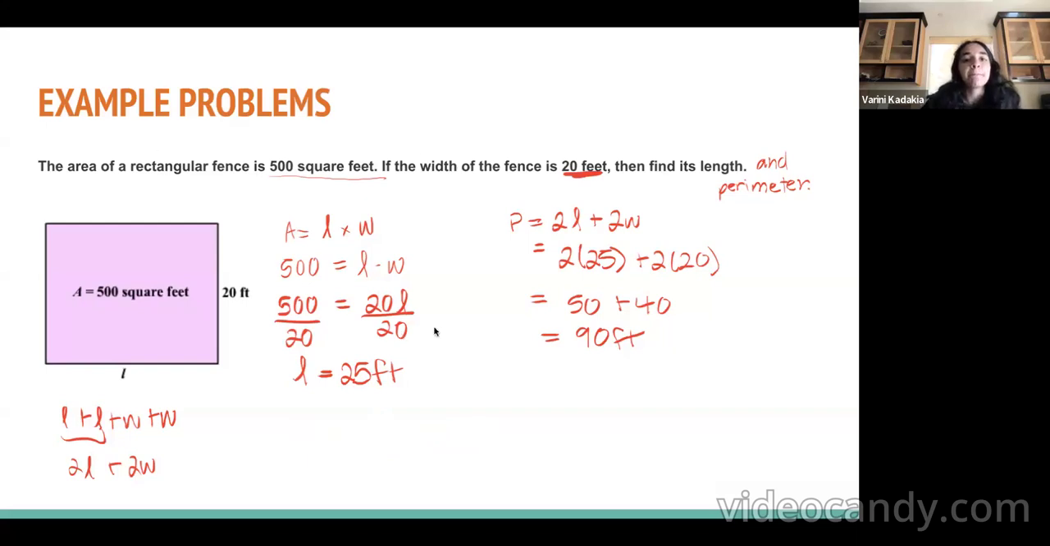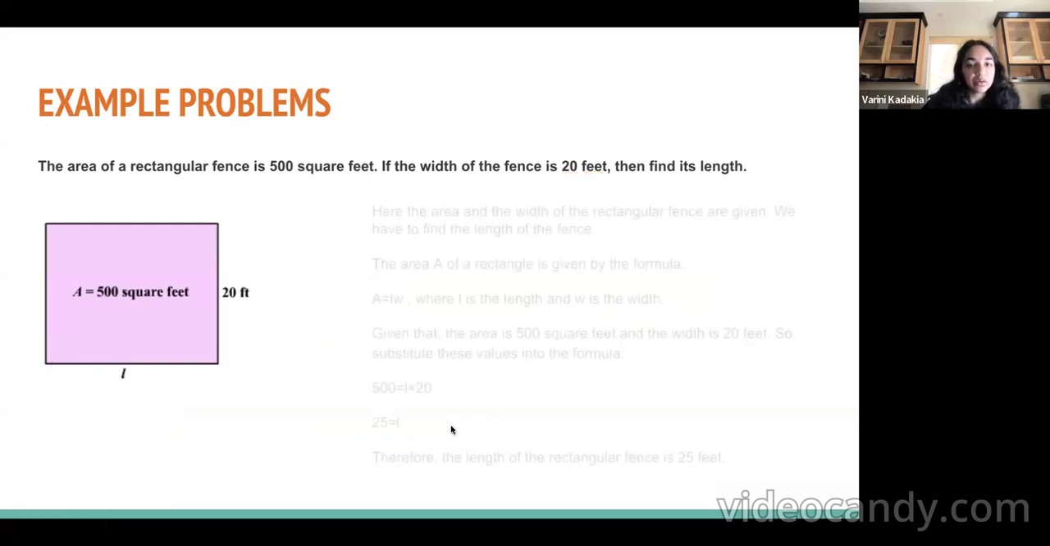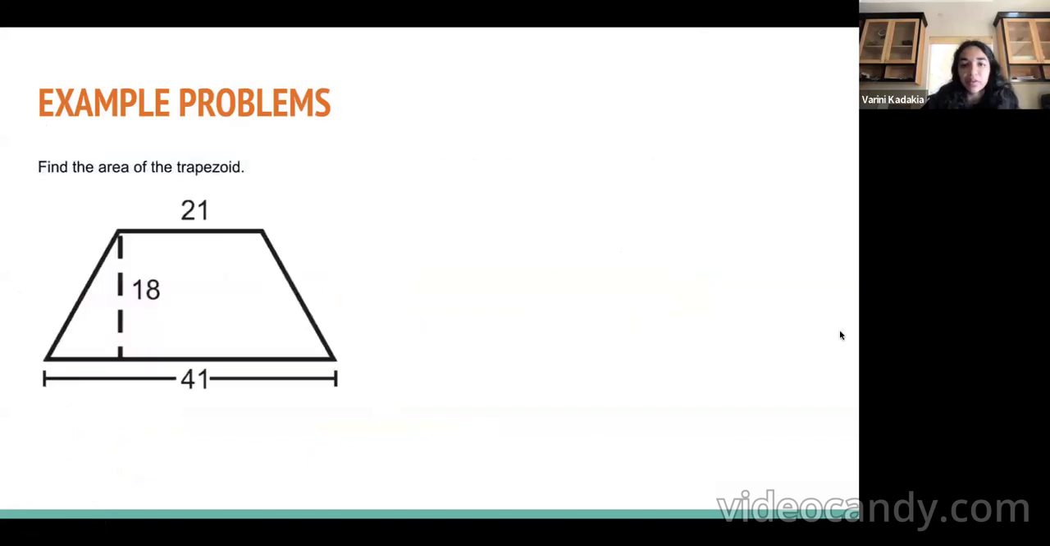Okay. Yeah. Okay. Area of a trapezoid. I don't know if everyone was able to copy this down. Oh, hold on, let me go back.